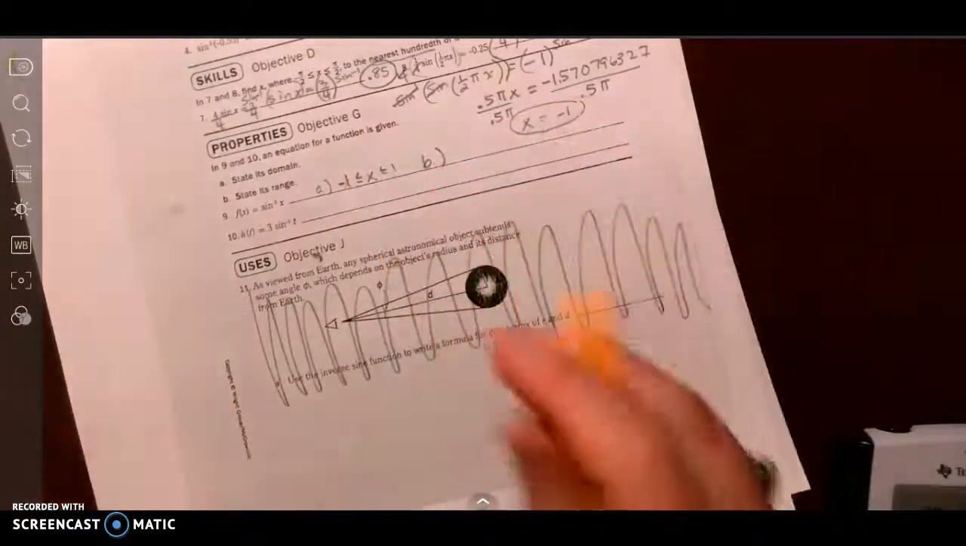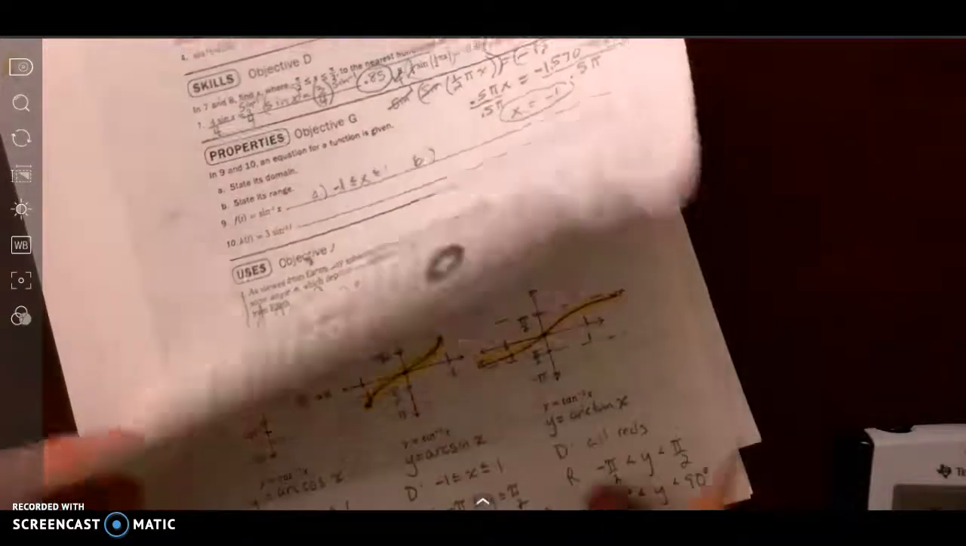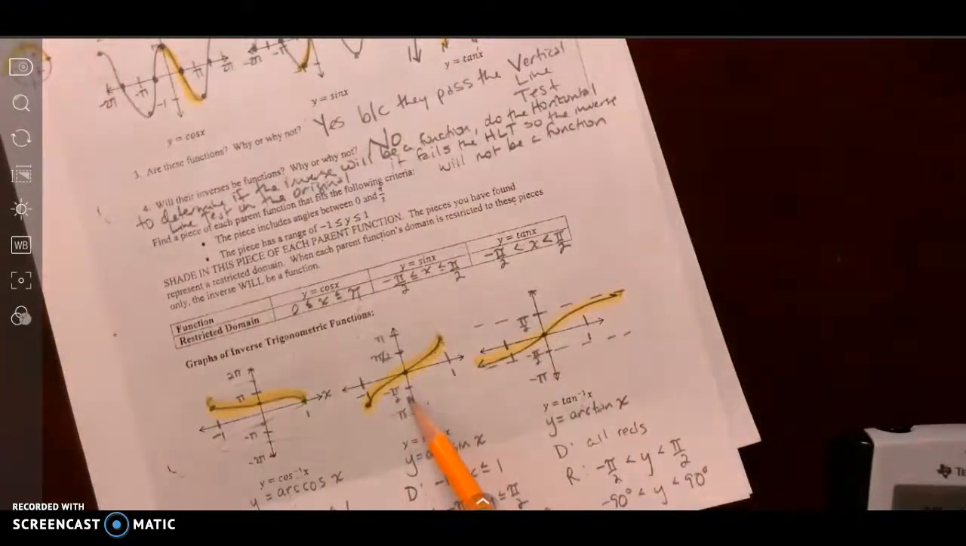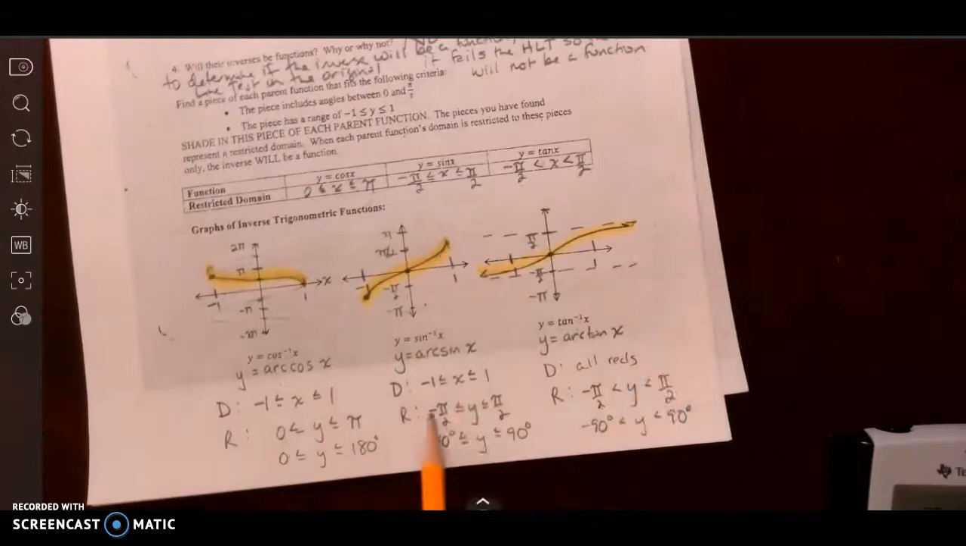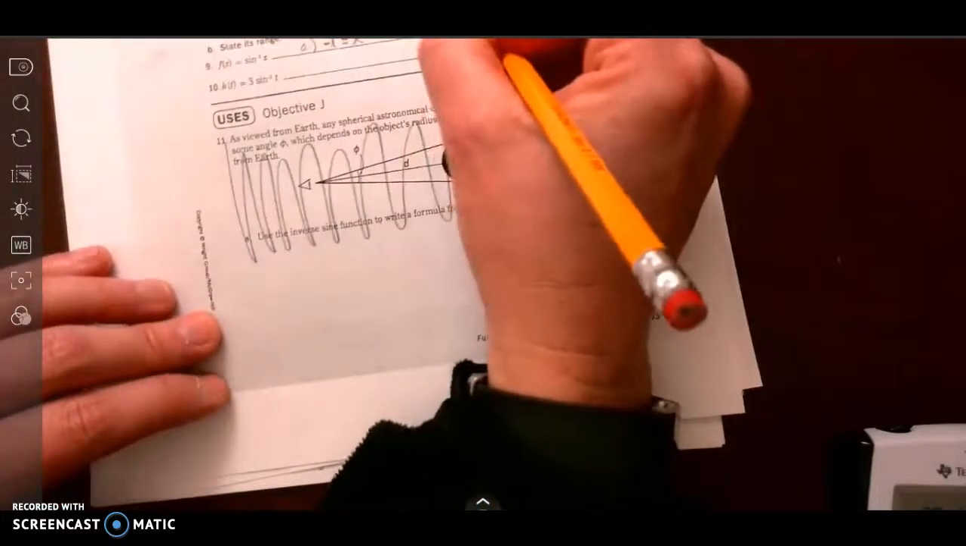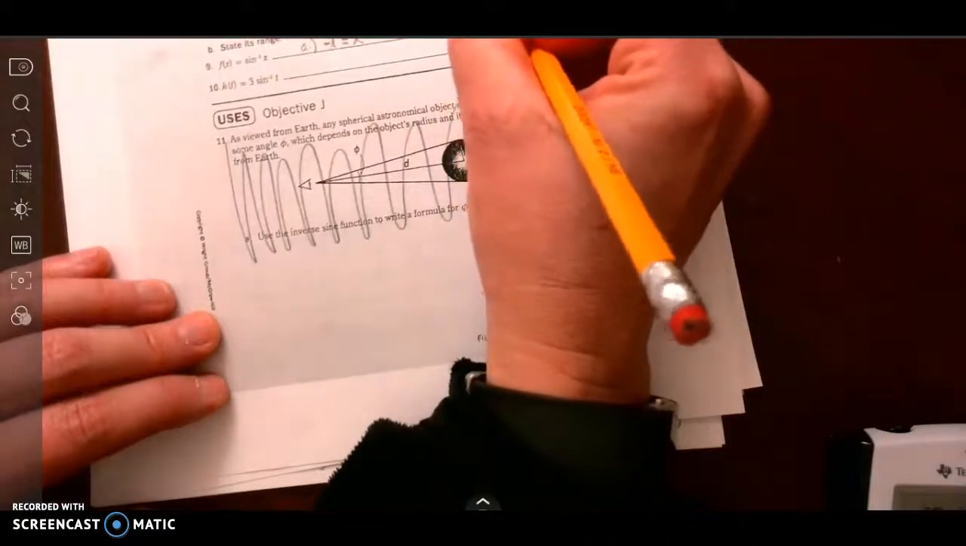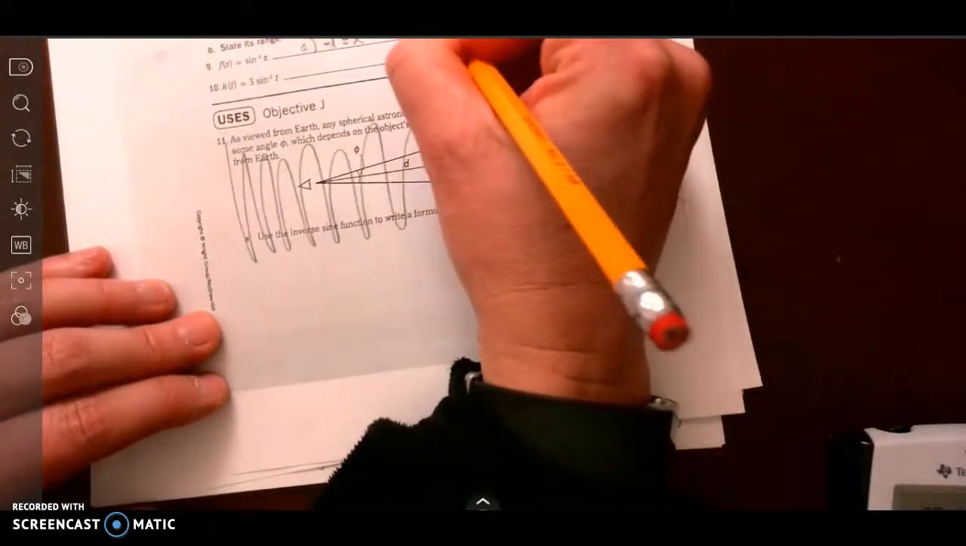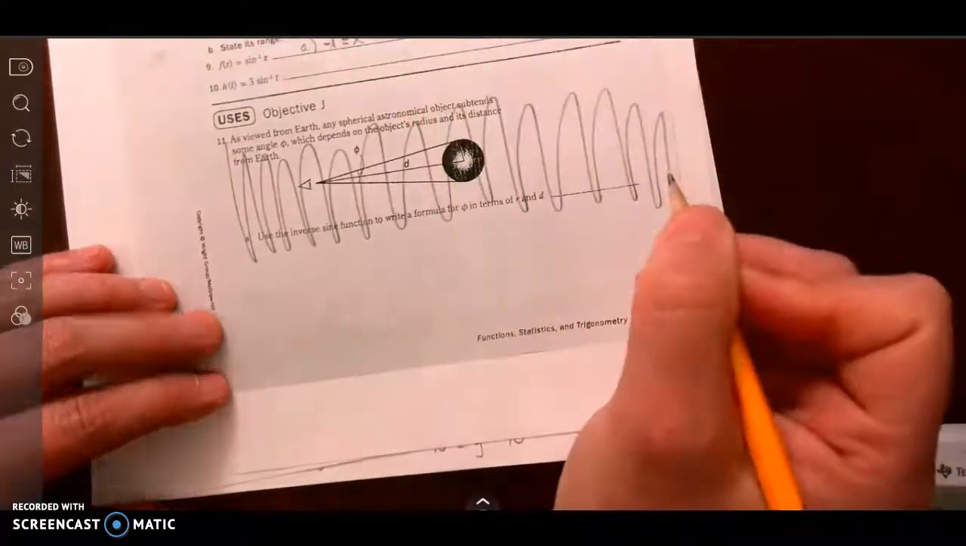And then my range, let's look at my range, goes from negative pi over 2 to positive pi over 2, which is what I have written right down here at the bottom, negative pi over 2 to pi over 2. So y is less than or equal to pi over 2, greater than or equal to negative pi over 2.